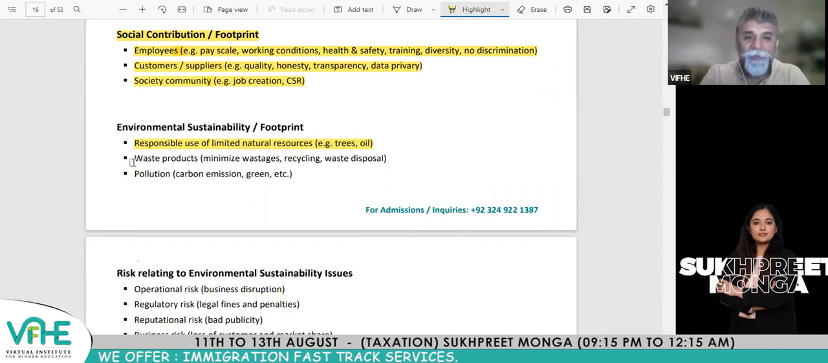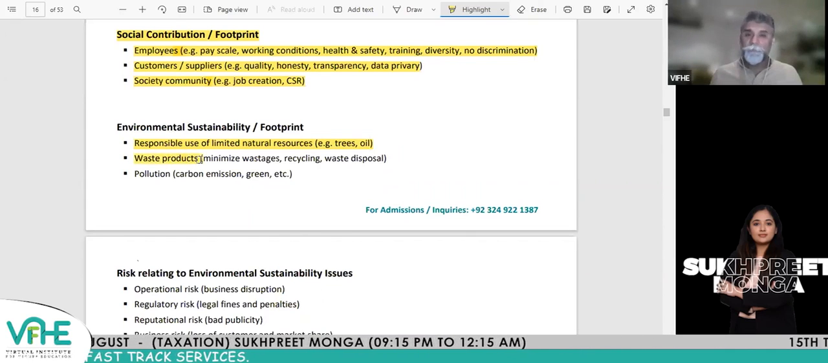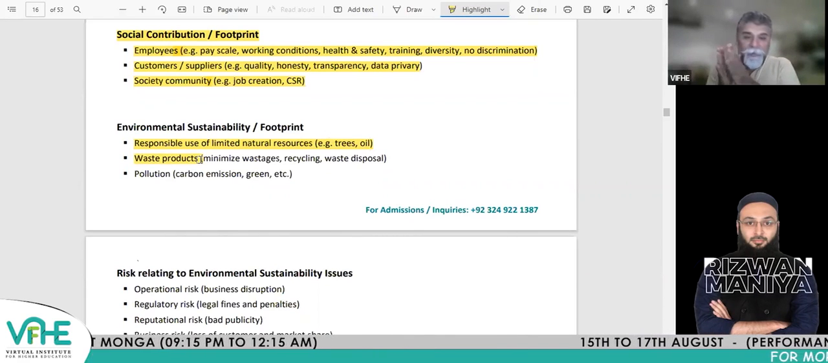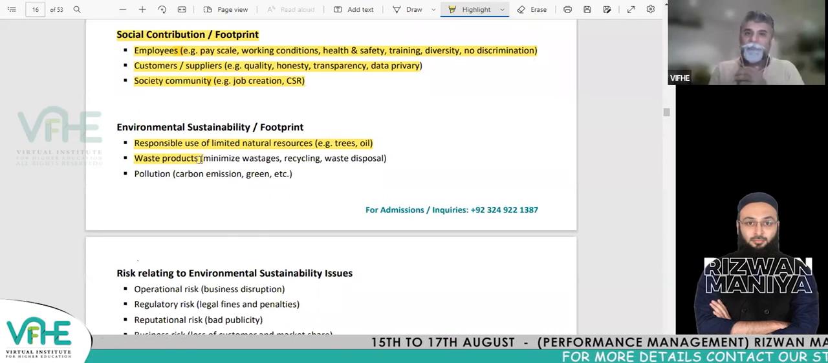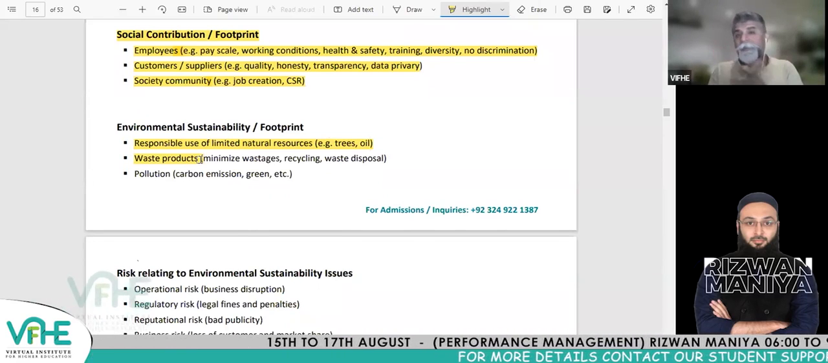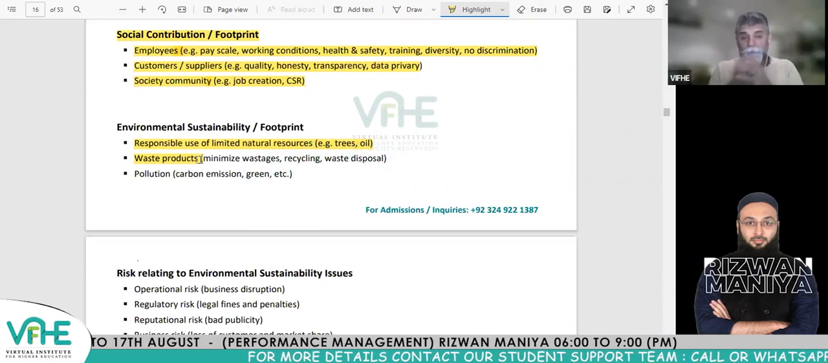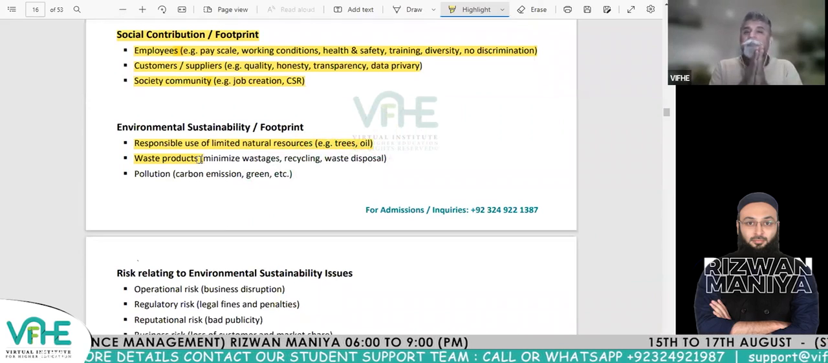The second thing is waste products. Obviously, in a manufacturing concern, when you are manufacturing something, there will be wastages, right? There will be byproducts, wastages. So that's a big concern. How much is the wastage? That's the main thing. So a good company will always try to minimize the waste.